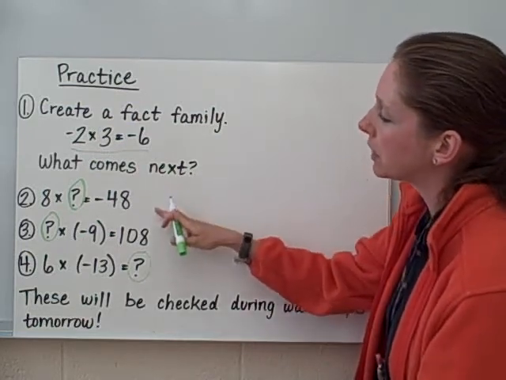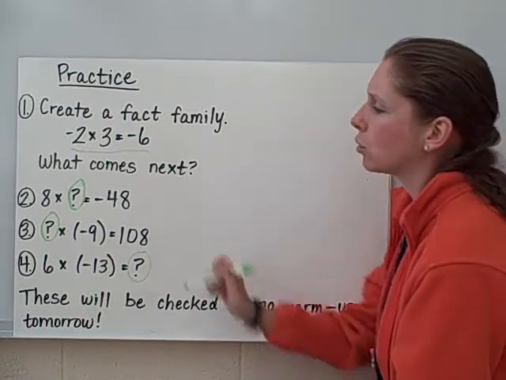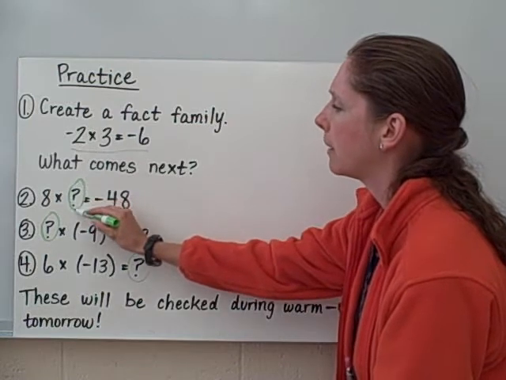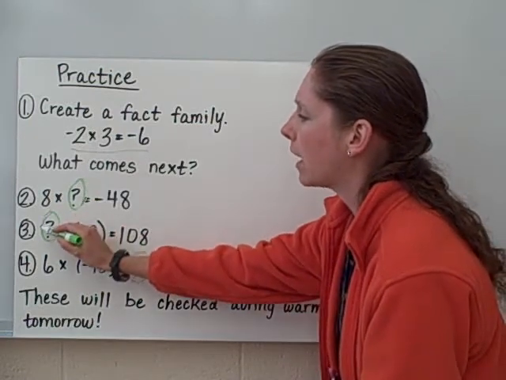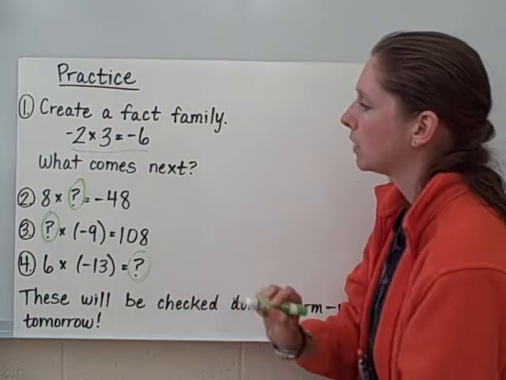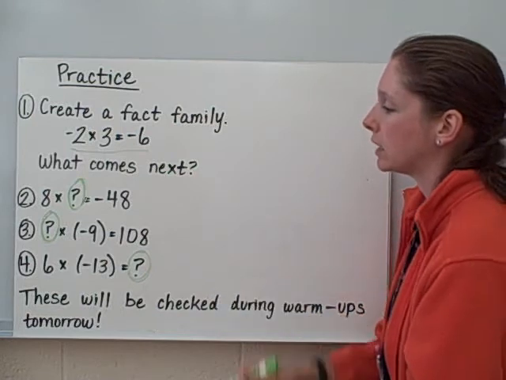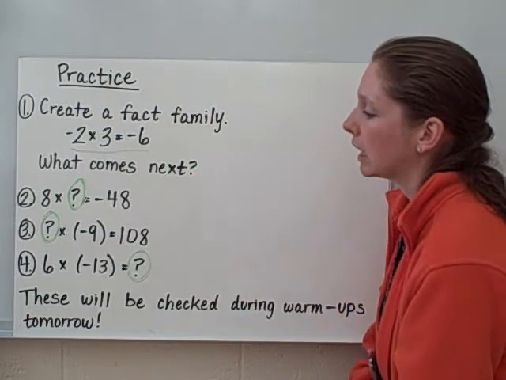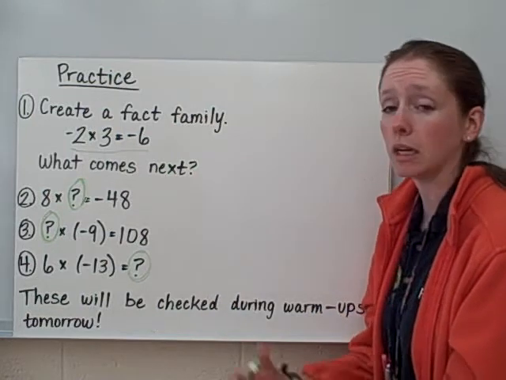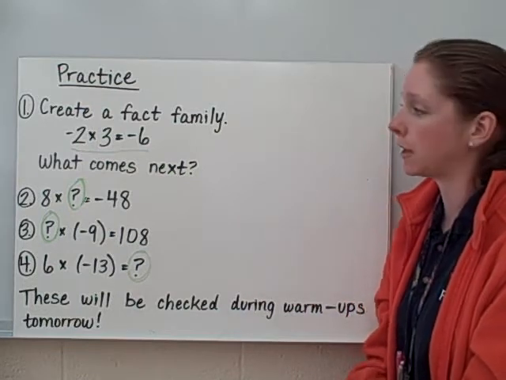I've also got 3 problems I want you to try. You're trying to figure out what goes in this question marks place. But remember that the fact families are going to be helpful for this, so don't forget about them. So think about 8 times what equals negative 48, what times negative 9 equals 108, and 6 times negative 13 equals what? If you need to pause it here and write down the problems, please do so.